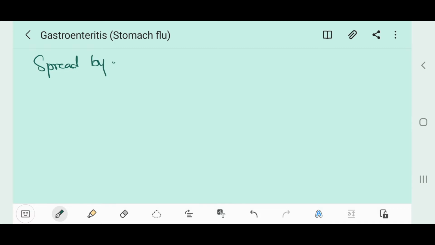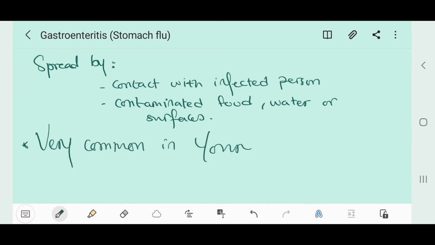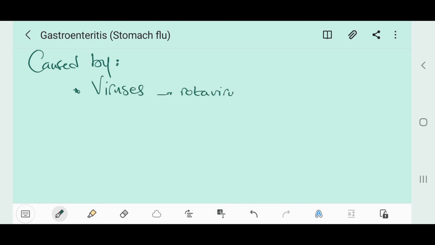Gastroenteritis can be spread either by contact with an infected person or through contaminated food, water, or surfaces. Gastroenteritis is very common in young children, and it is mainly caused by viruses such as the rotavirus and the norovirus, which can easily be picked up from other people who may have immunity but pass on the infection.